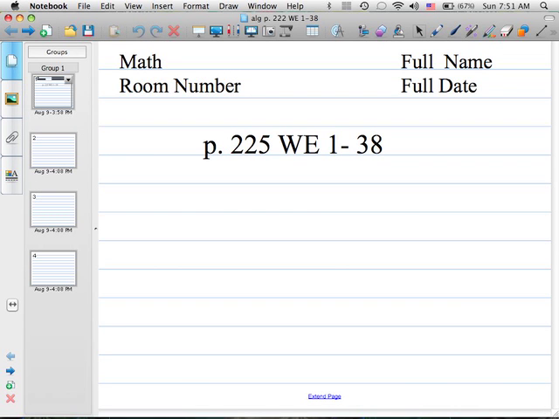Open your books to page 225. Head your paper, skip a line, and you have the title, page 225, written 1 to 38.